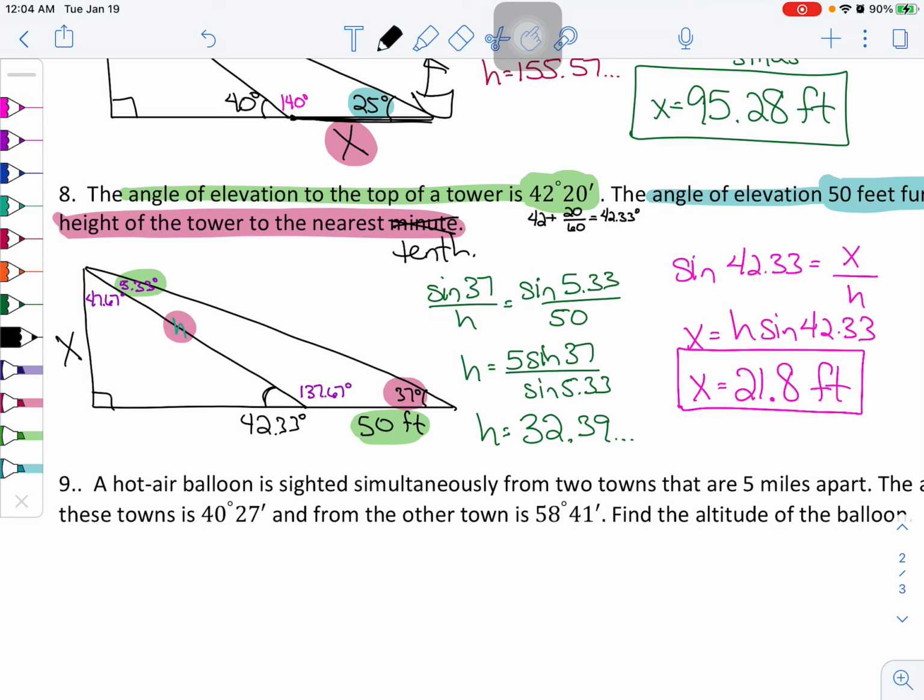All right. So that's how you work with degrees and minutes. And I believe problem number 9 has more of those in there so we can get some more practice with it.